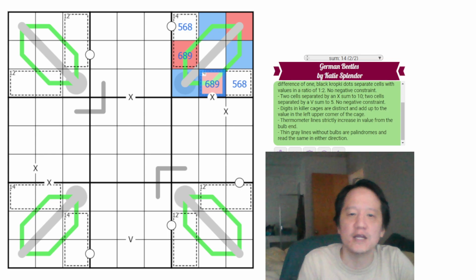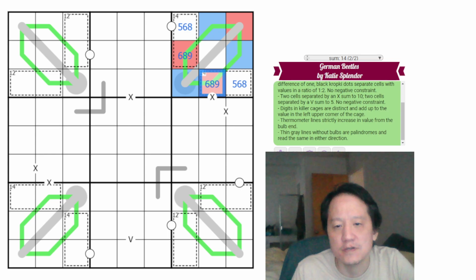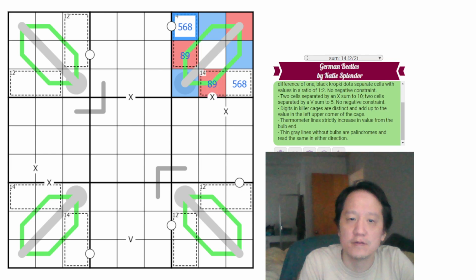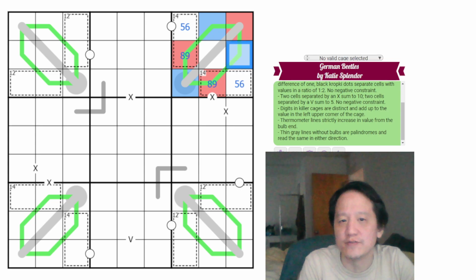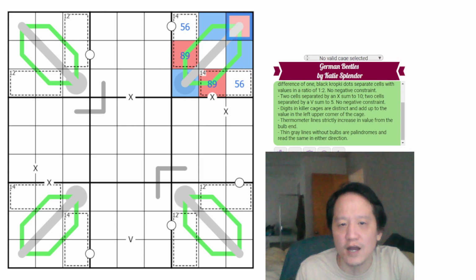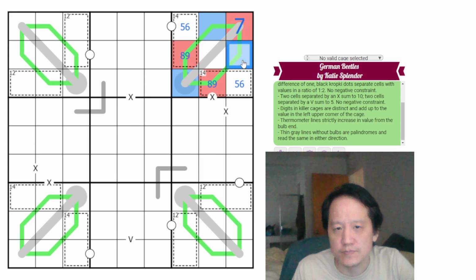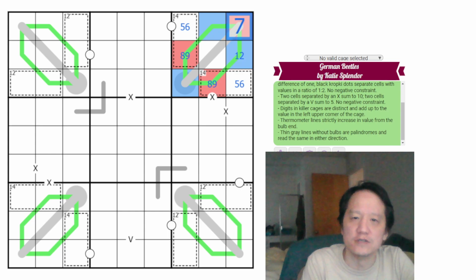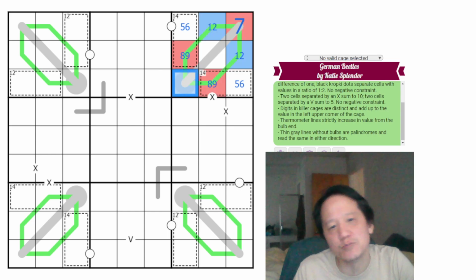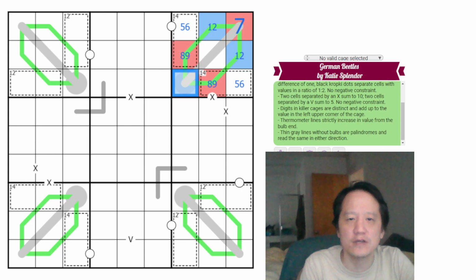So this has to be an 8 or 9. That means this has to be 5 or 6. So if this is high, this has to be a 7. Which means the 7 can only be next to 1 and 2. So this has to be 3, because whatever this digit is, it has to be 5 away from both 8 and 9. So that has to be 3. This is 4. This is 8 or 9. And that's that.